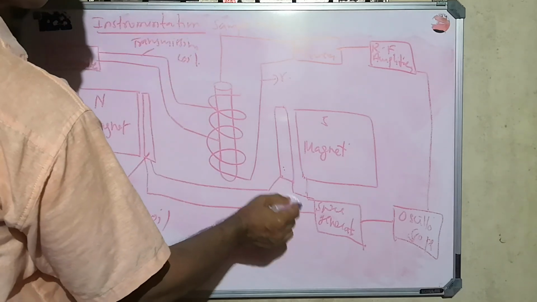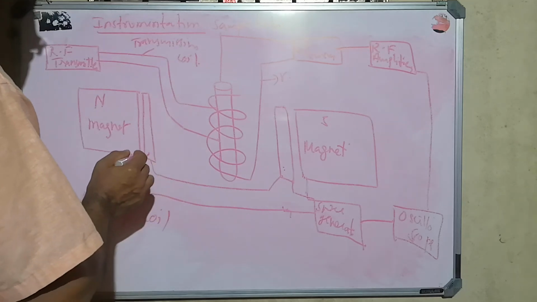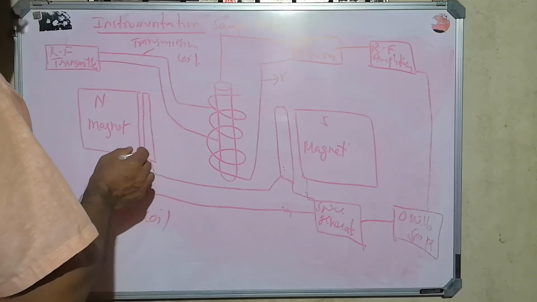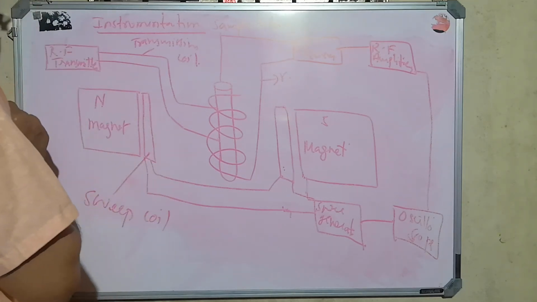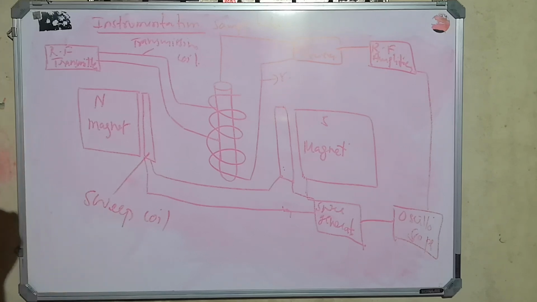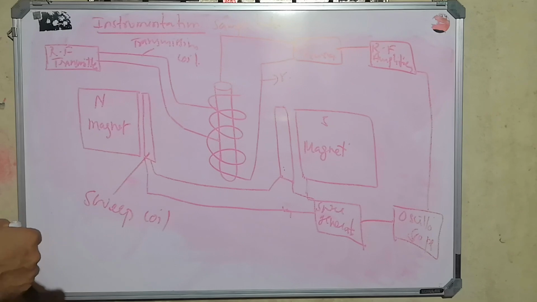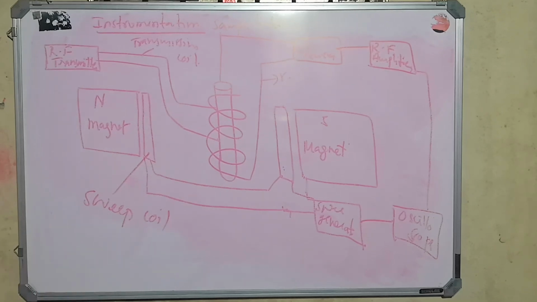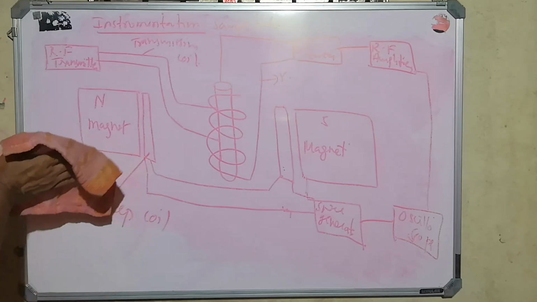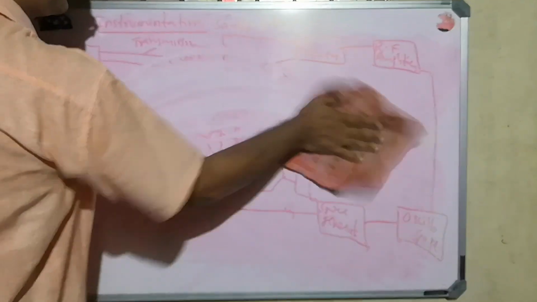At one particular value of current, what happens? The Larmor frequency is equal to the frequency of the applied radio frequency. At that time, the resonance takes place. This is how we are performing the NMR experiment. This is regarding the instrumentation.